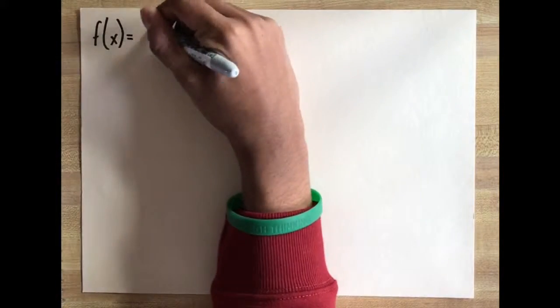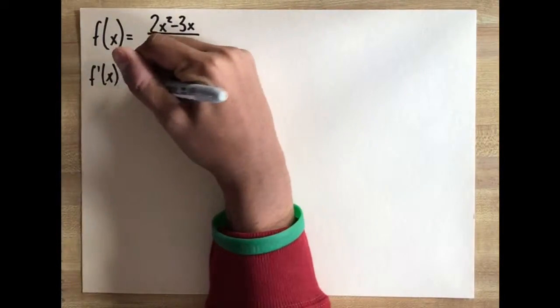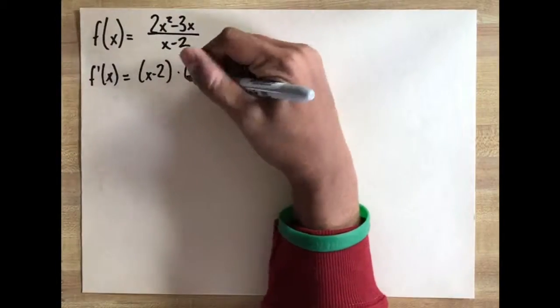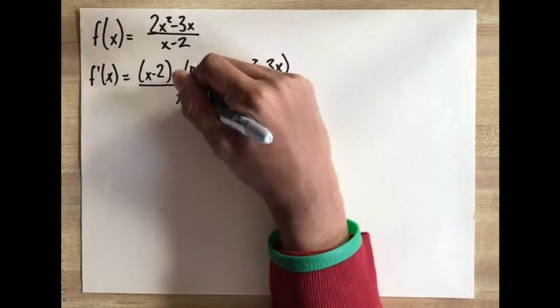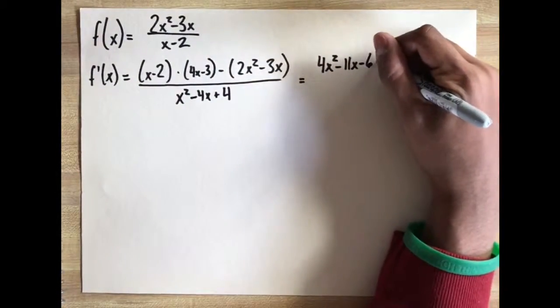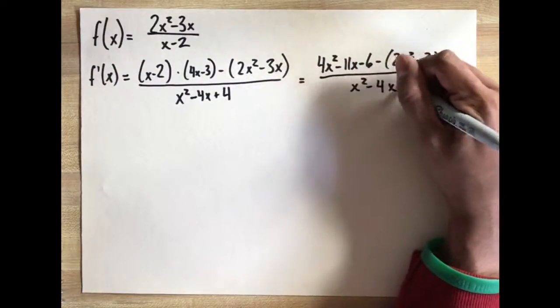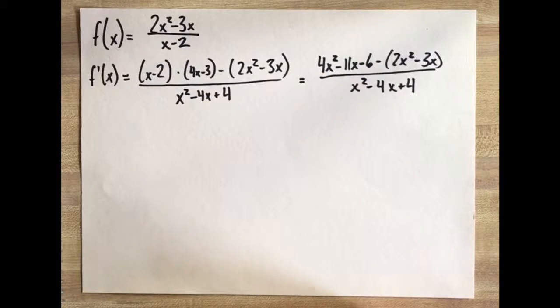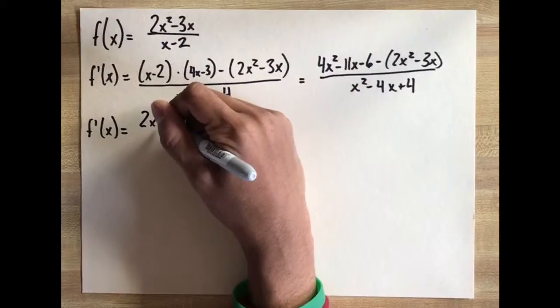So the original function was (2x squared minus 3x) over (x minus 2), and to take the first derivative of that, we had to use the quotient rule, which simplifies out to this. And to do that, we had to do low d high minus high d low all over low squared, which simplified to this function.